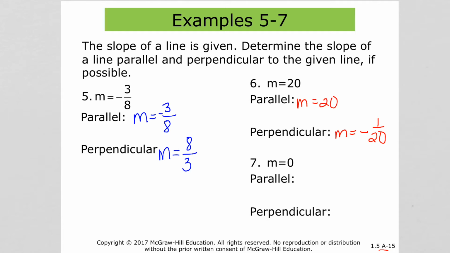And last, with slope of 0, the parallel line will also have a slope of 0. But if we flip that, that's 1 over 0. That's not possible, right? So remember that a line with a slope of 0 is a horizontal line. What's perpendicular to a horizontal line? A vertical line. So a perpendicular line to the horizontal is vertical, and its slope is, well, there's not one. There is no slope.